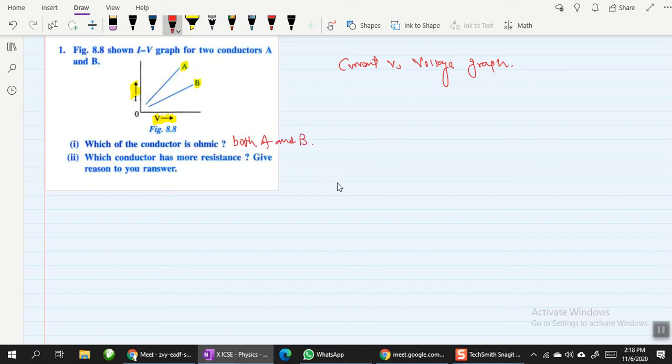Why are these ohmic conductors? Because Ohm's law is obeyed, Ohm's law is followed and obeyed by both these conductors, hence they are ohmic conductors.